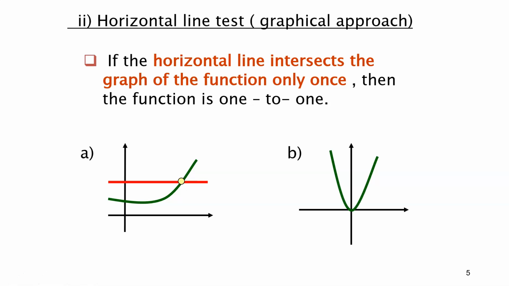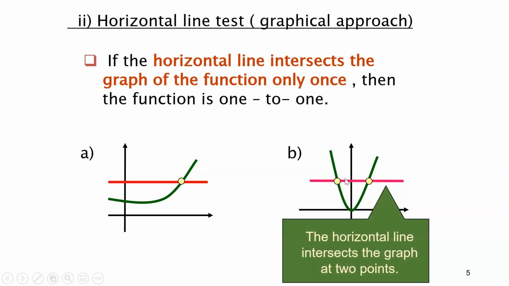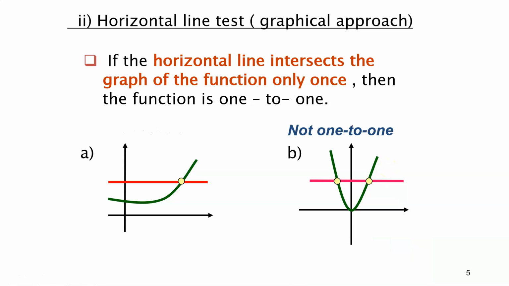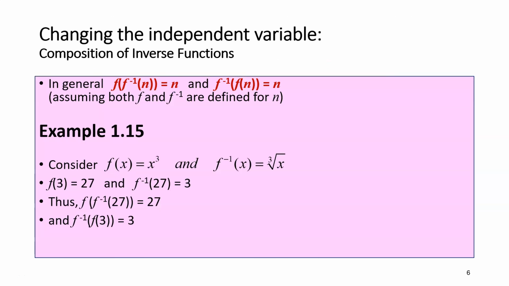And how about this? When you draw a horizontal line, it cuts through 2 points over here and one over here. So this intersects the graph at 2 points, which means this is not a one-to-one function. So this graph or this function will not have an inverse function, not one-to-one, and this is one-to-one.